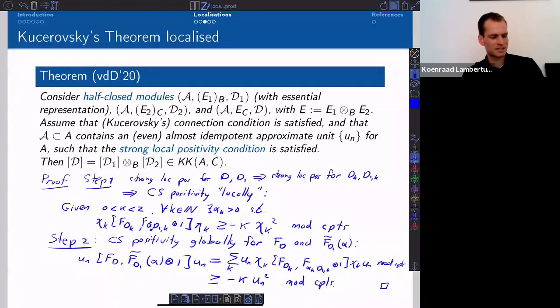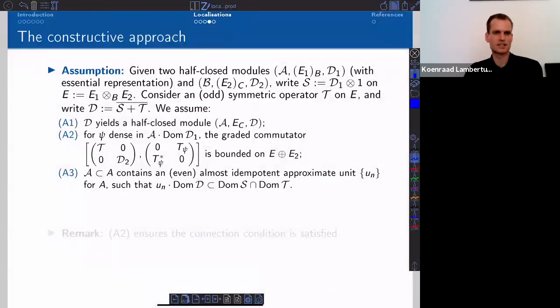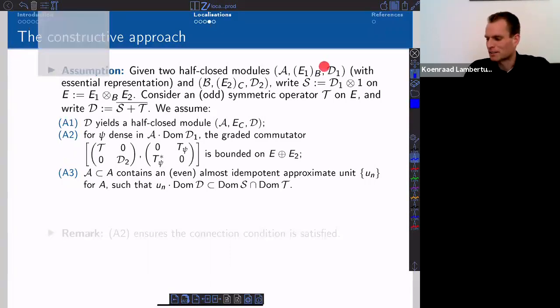The last thing I want to mention is, as I said, this strengthening of the local positivity condition is quite naturally satisfied in the constructive approach to the unbounded Kasparov product. So let me just very briefly discuss that in the last few minutes. So the idea is more or less that we want to construct our candidate. So we want to compute the Kasparov product of D1 and D2, but instead of obtaining D as given, we want to construct it somehow.